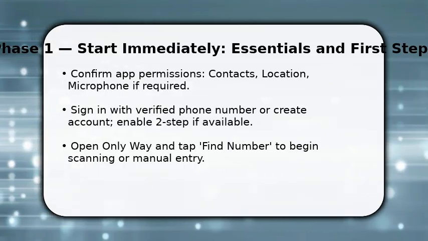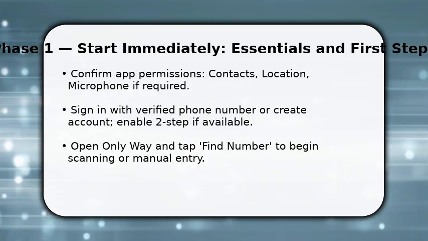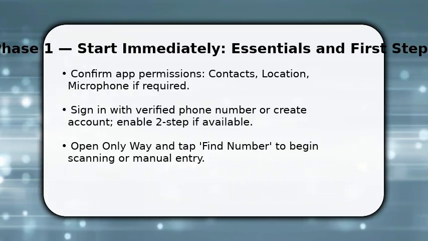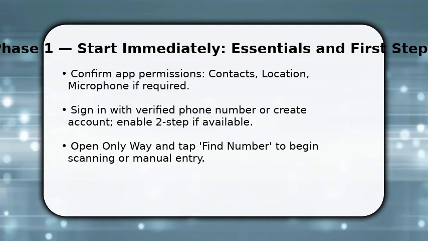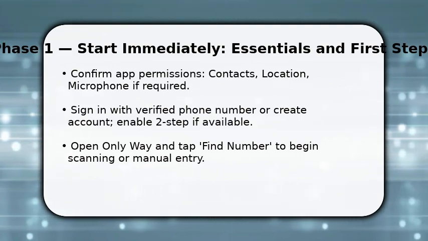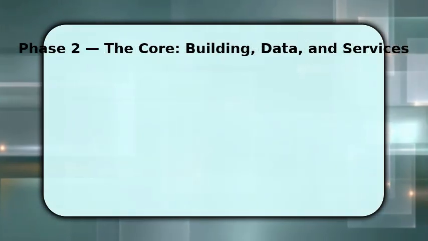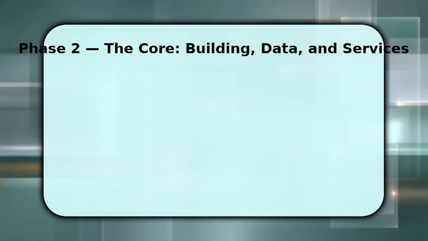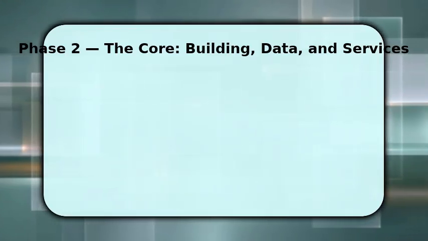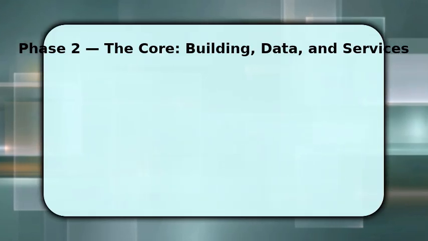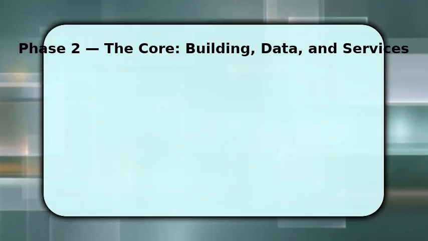You will see options to scan a QR, upload a contact card, or manually enter digits. Pick Manual Entry to control the input and avoid scanning errors. You now input the number in international format, plus sign, country code, then the local digits, because consistent formatting yields better matches.